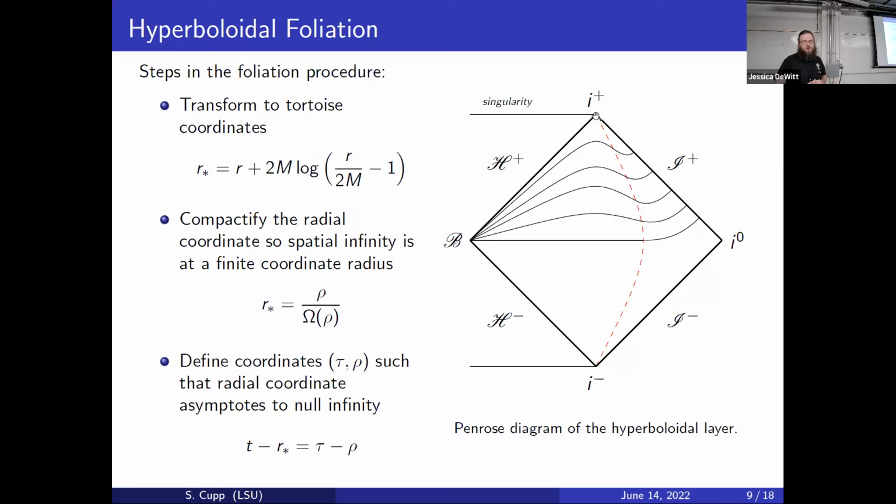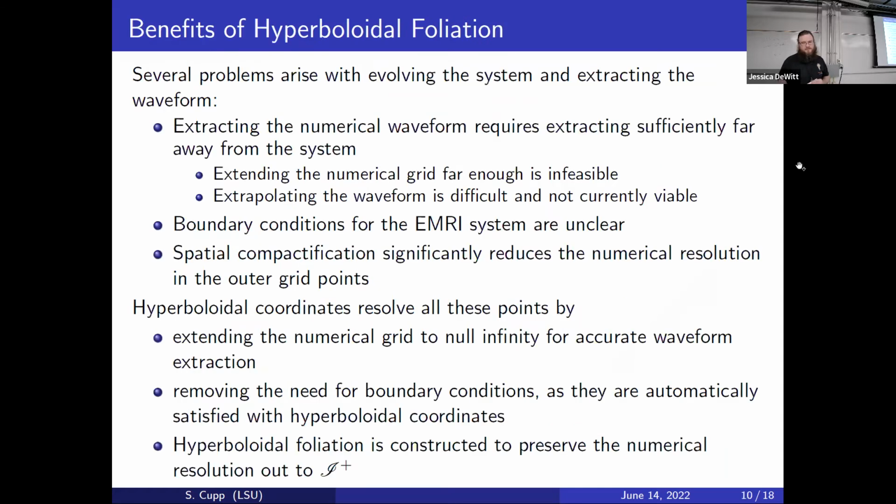And so in the code, there's a region that is using the tortoise coordinate, and then there's some layer where we transition into these hyperboloidal coordinates. Now, why do this? There are several issues with evolving the system. One, extracting a numerical waveform requires extracting sufficiently far away from the system or extrapolating, right? So extending the numerical grid far enough is infeasible, of course.